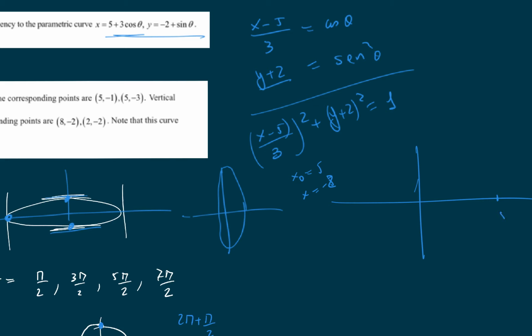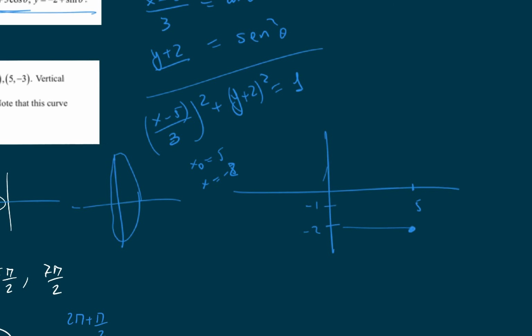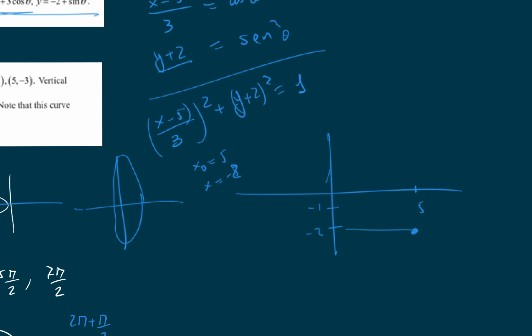So 5 and minus 2, this is the center of the ellipse, and minus 2, minus 1, minus 2. This is the ellipse. So the A is 3. This is the A, the 3. So 4, 3, 2, and 1, let's say. So the x is 3, so it means that it will arrive 1, 2, and 3, minus 2.